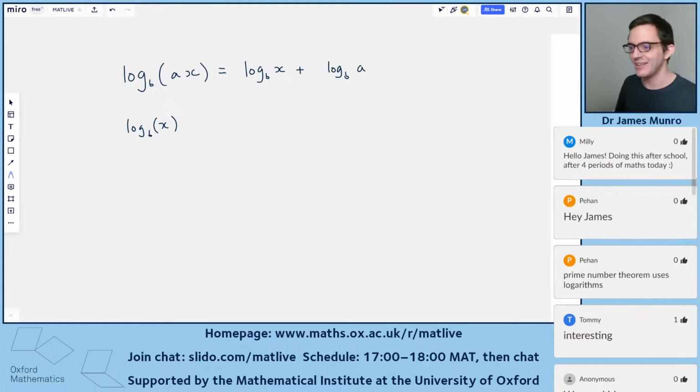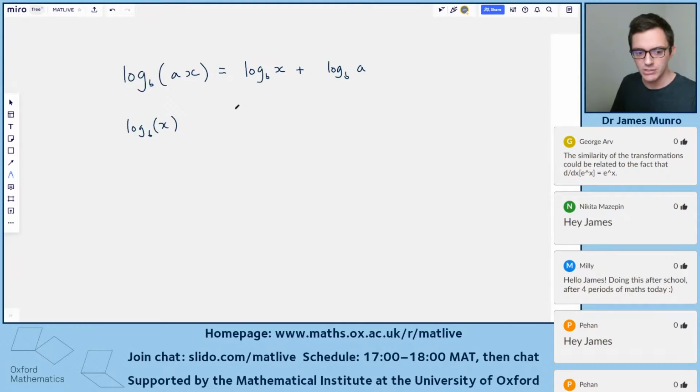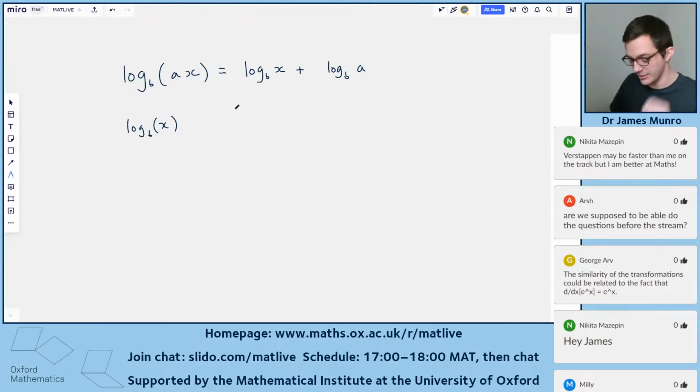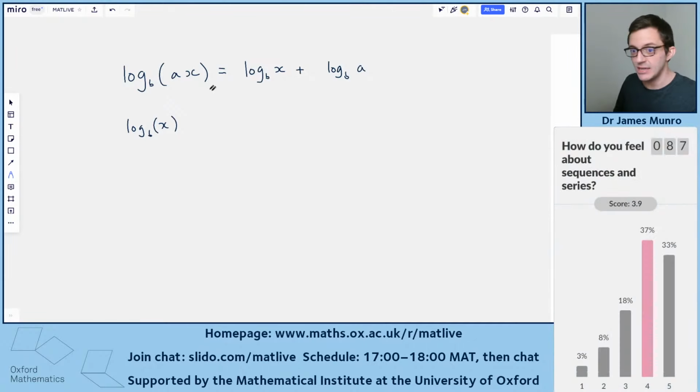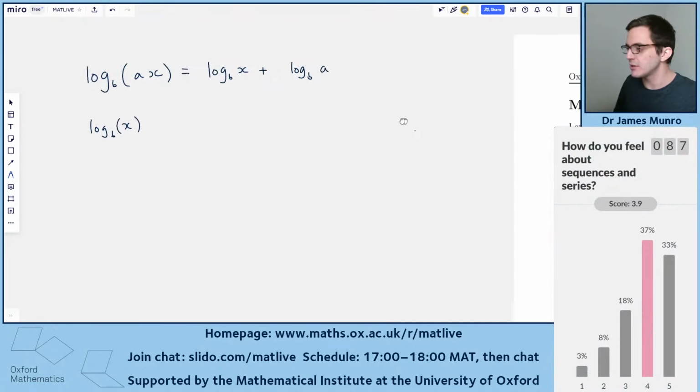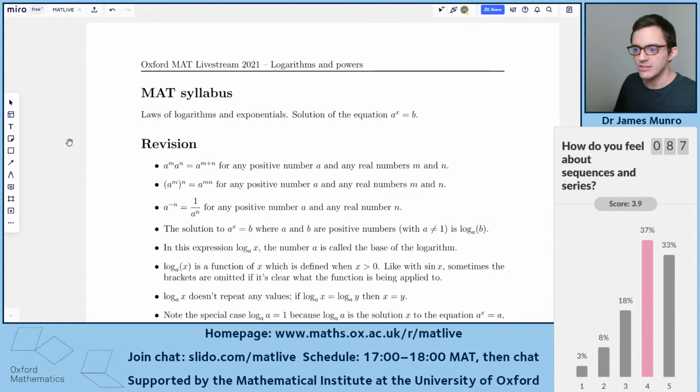We always like to start these episodes with a poll. Here's how the poll works. I give you some options to vote how you feel about the topic that we're going to be talking about today. So today is logarithms and powers. The stuff on the maths syllabus just says laws of logarithms and exponentials, solutions of the equation a to the x equals b. Some things for you to think about there.